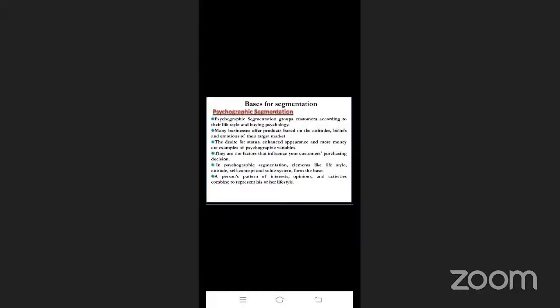If you see IT people, what will they do? They will work Monday to Friday, and Saturday, Sunday they will relax. They will go to some malls, they will spend their money. And in Western culture also, most of the people earn from Monday to Friday, and they will spend all their money on Saturday and Sunday. So this is psychographic segmentation, according to their lifestyle and buying psychology.